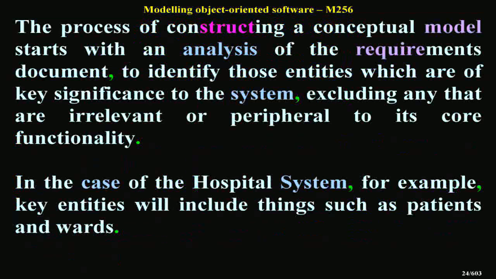The process of constructing a conceptual model starts with an analysis of the requirements document to identify those entities which are of key significance to the system, excluding any that are irrelevant or peripheral to its core functionality. In the case of the hospital system, for example, key entities will include things such as patients and wards.